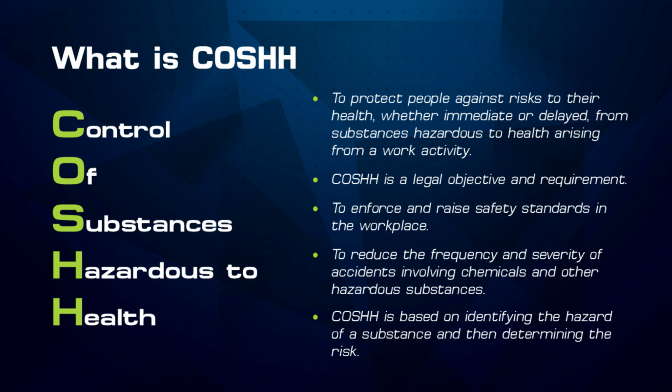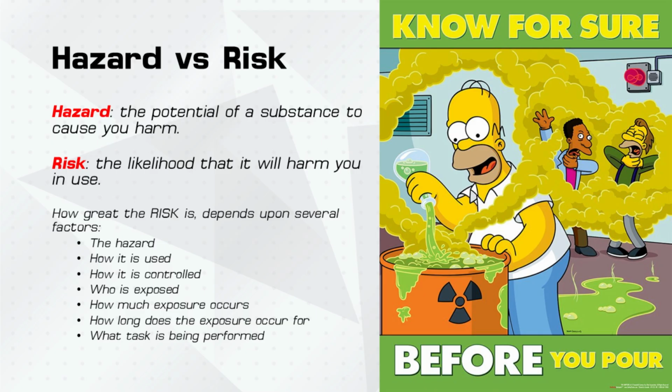At its core, COSHH is about identifying the hazard of a substance and then determining the risk involved. When we talk about a hazard, we are referring to the potential of a substance to cause you harm. Risk, on the other hand, is defined as the likelihood that it will harm you in use. How great the risk is depends upon several factors, including the hazard, how it is used, how it is controlled, who is exposed, how much exposure occurs, how long the exposure lasts, and the task that is being performed.